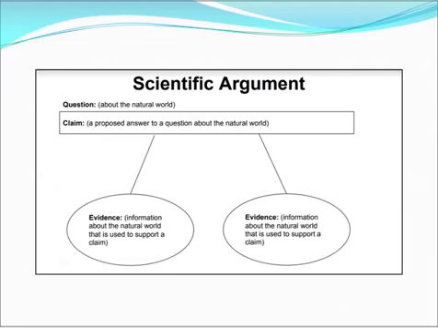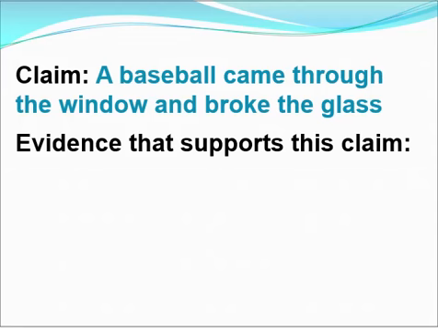Now, some of you might have come up with a really creative claim like a huge bird crashed through the window and then flew away, and the baseball has nothing to do with the scenario. But most of you probably just made a pretty simple claim like this. And the second part of this is to choose some evidence or observations that you see in the room to support your claim. So, different evidence that you could use to support your claim.